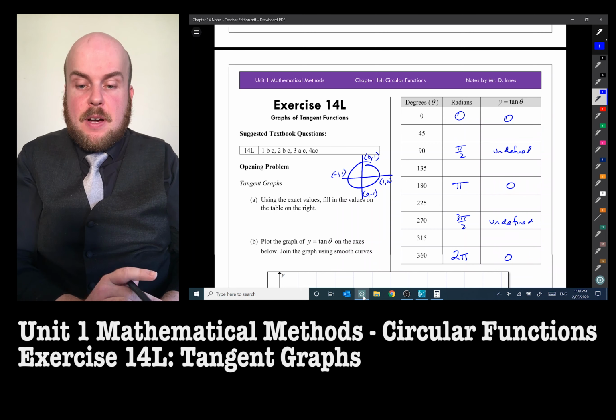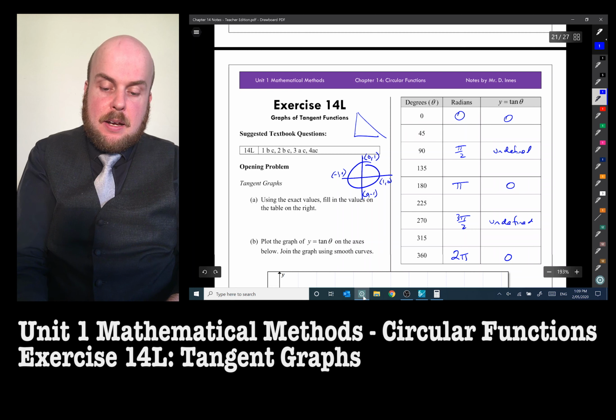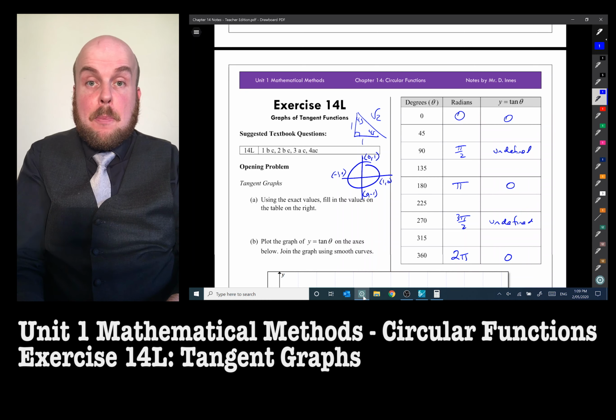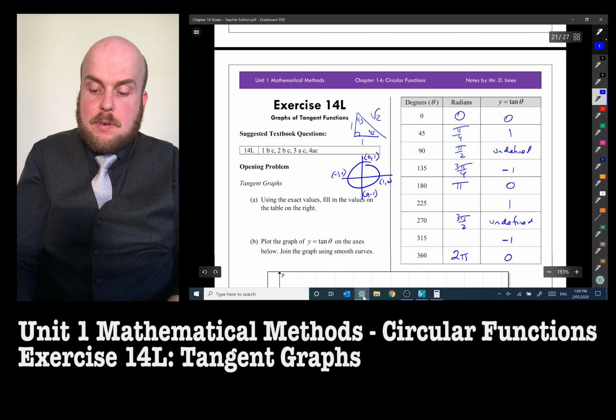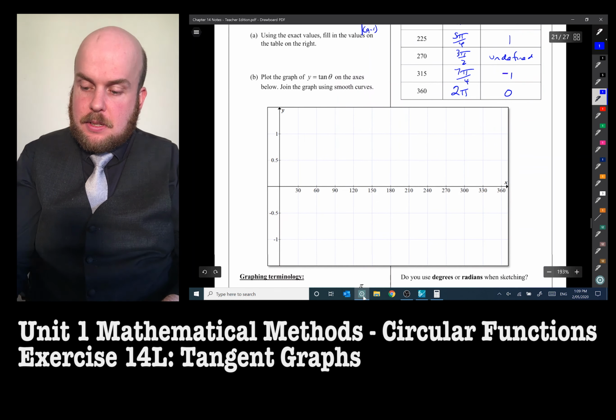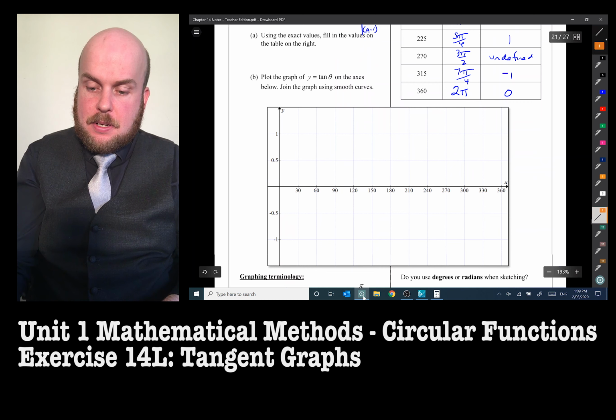That's going to be 0 radians, that's going to be pi radians, and that is 2 pi radians. Now for the 45s, using my right angle triangle here, 45, 45, 1, 1, root 2. So opposite over adjacent, 1 divided by 1, it is in fact 1. This is pi on 4, this is 3 pi on 4, that is 5 pi on 4, that is 7 pi on 4.